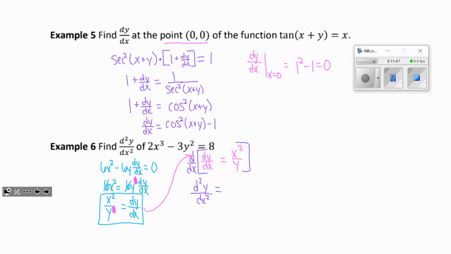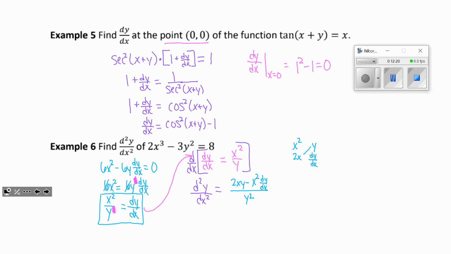So I need to make myself the little table we've been working with. The first function is x squared and its derivative is 2x. The second function is y and its derivative is dy/dx. So we're going to do our quotient rule. I have 2xy minus x squared dy/dx, all over the denominator squared, so all over y squared.